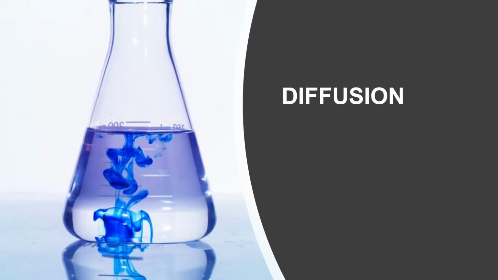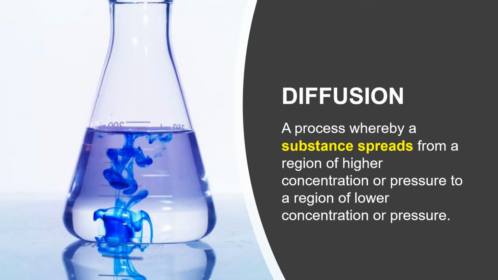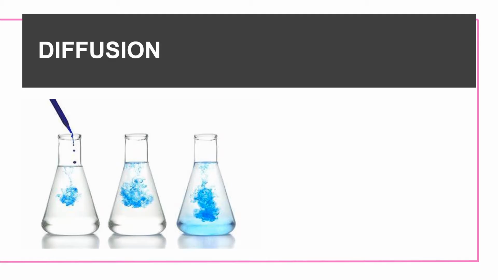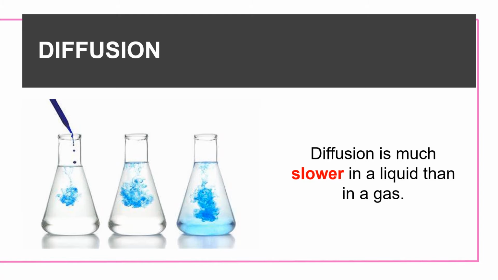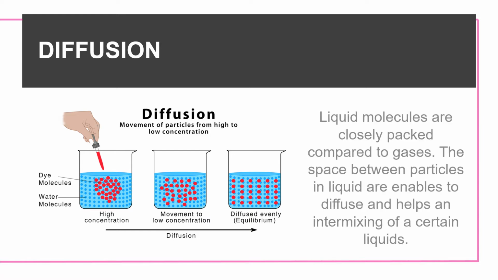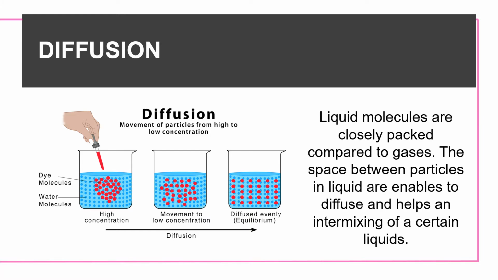Diffusion is a process whereby a substance spreads from a region of higher concentration or pressure to a region of lower concentration or pressure. Diffusion is much slower in a liquid than in a gas. Liquid molecules are closely packed compared to gases. The spaces between particles in a liquid allow the intermixing of certain liquids.